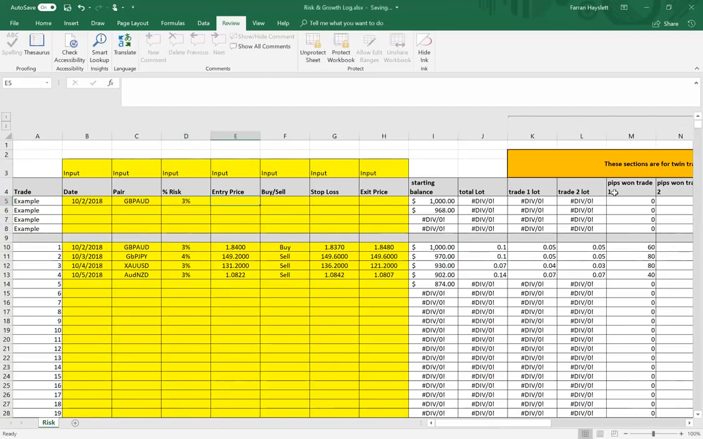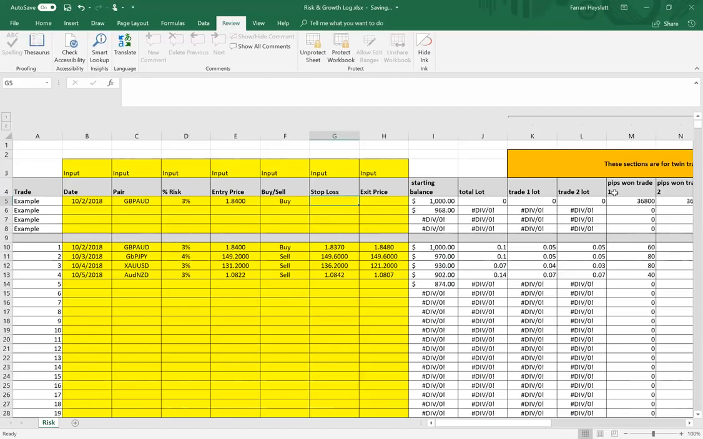Now, the entry price. Once I do my analysis, I say, hey, listen, I'm going to enter the trade at 1.8400 for this particular pair. This could be your sell limit price, buy limit price, sell stop, buy stop, or market execution price. Whatever it is, you put that in the entry price. And then because we're logging, I want to know if I'm buying or selling at that price. So I'm going to put a buy there, okay? So I'm going to buy this.